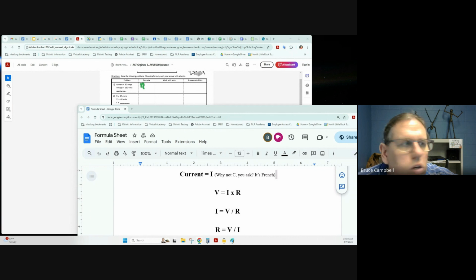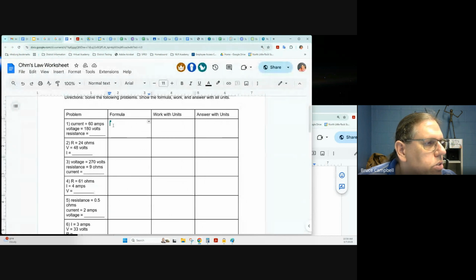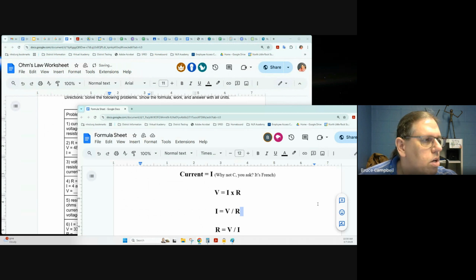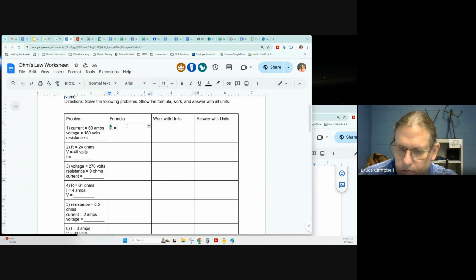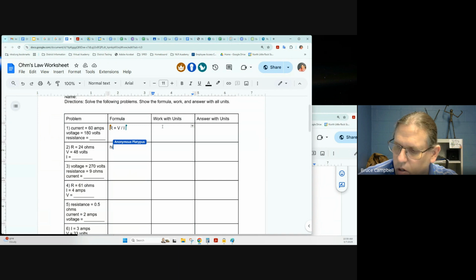R equals volts divided by current, right? So 180 V divided by 60 I.